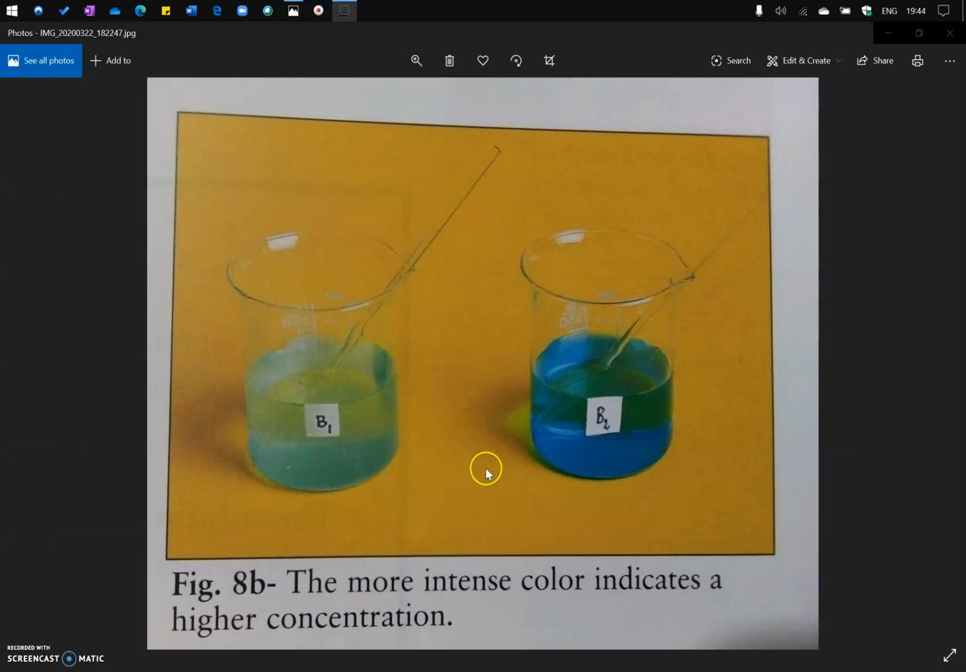Also in this photo we see the same concept with copper. The color of copper ions in water, color of copper is blue. So the lighter the color is, the solution is more dilute, and the darker the color is, it's more concentrated. So we say that B2, this solution, has a higher concentration of copper than the solution B1.